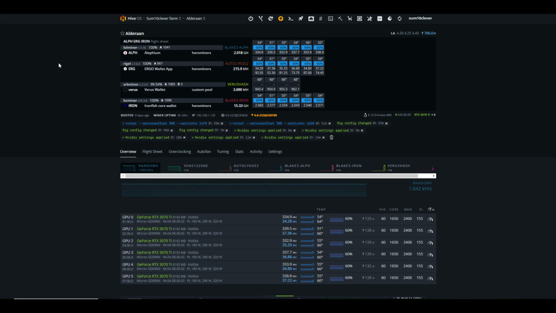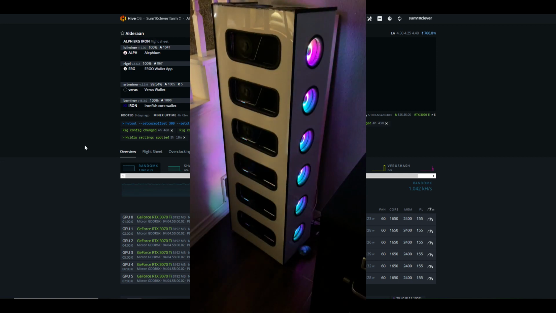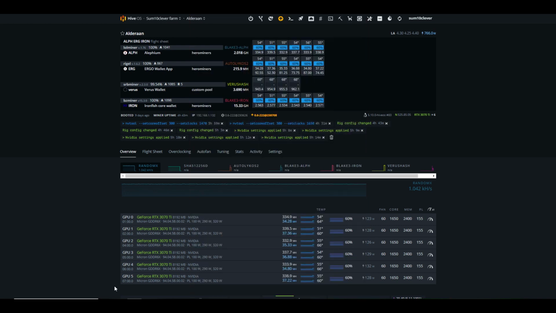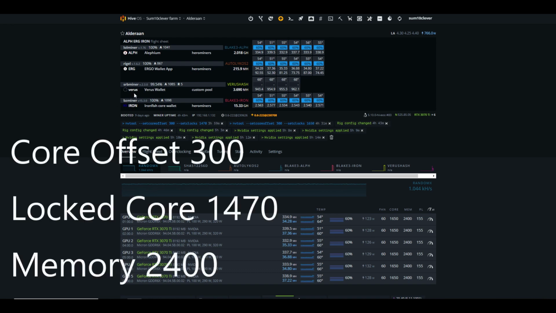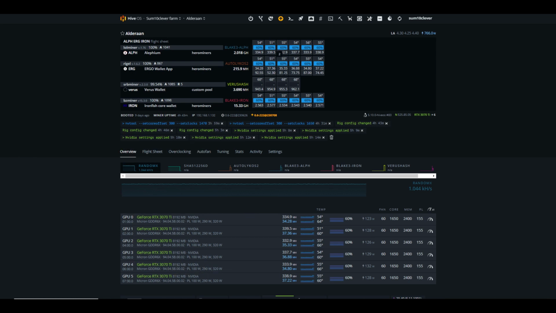So let's go ahead and take a look at Hive OS real quick. Now we're looking at my rig called Alderaan, which consists of six 3070 Ti's. And you'll notice we have Alephium, Ergo, Varus, and Iron all mining simultaneously. However, Varus is actually being mined on my CPU, so that one doesn't technically count. It's this one right here with Ergo on Rigel Miner. I actually have a second coin, which in this case is Kaspa. It's just not showing up right here, but we'll get into the flight sheet in just a moment.